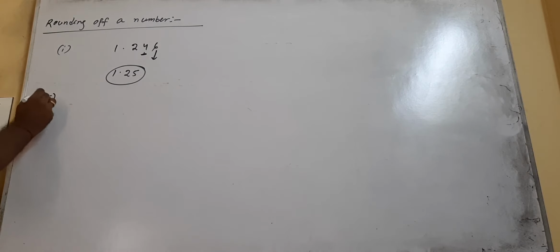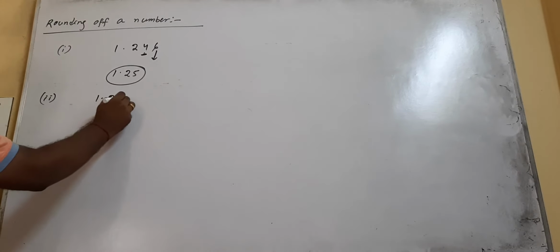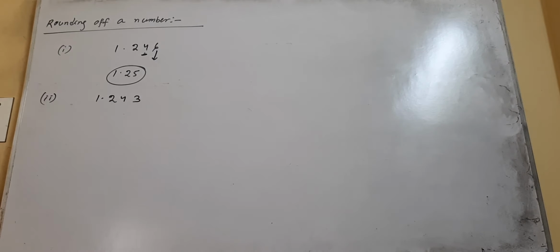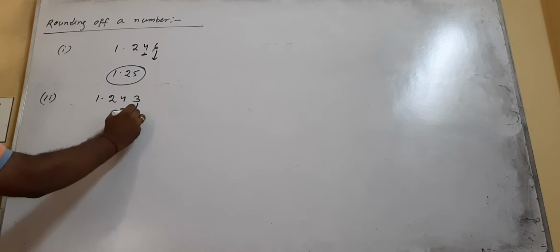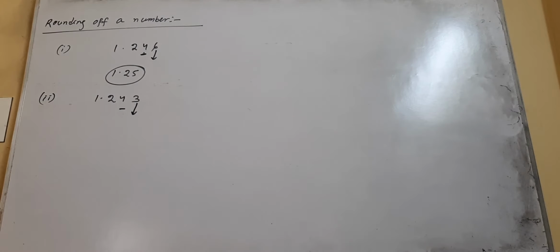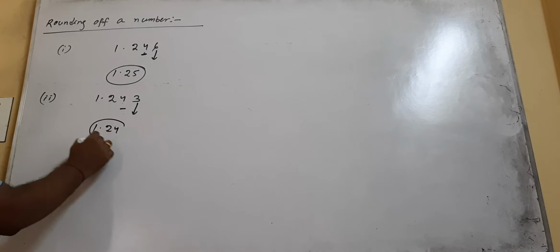Second one, if the digit to be dropped is less than 5, the preceding digit remains unchanged. That means if it is 1.243 and the question is asked, round this number up to 3 digits, means we have to round it at here. Here the digit to be dropped is 3, that is less than 5. Then the preceding digit remains unchanged. So the result is 1.24.